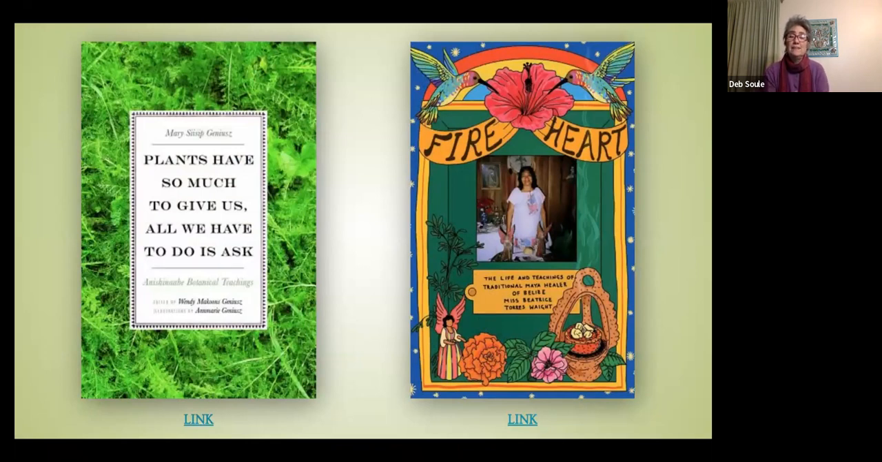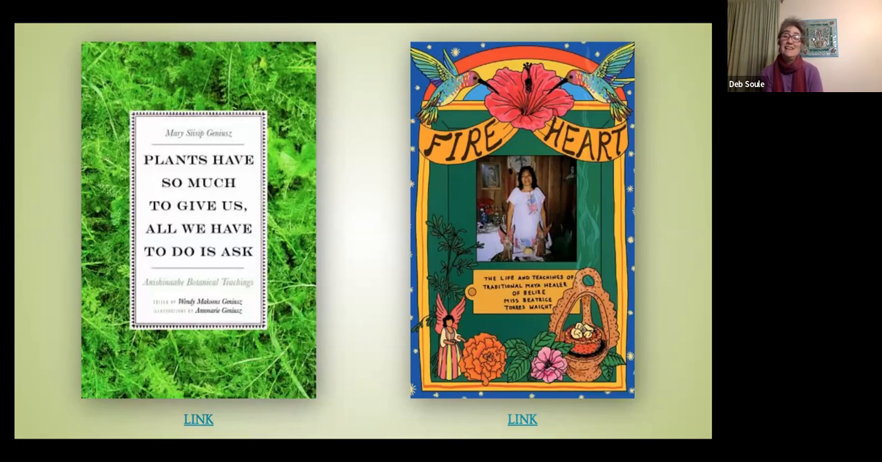And so in that spirit, I'm going to share some of my favorite books tonight. And the book on the right, Plants Have So Much to Give Us, All We Have to Do Is Ask, is one of these incredible, generous gifting of Iiwigara, who is an Ojibwe traditional healer and medicine person. And Mary was her student for many years, and Iiwigara requested Mary to write the book and to share Iiwigara's stories.